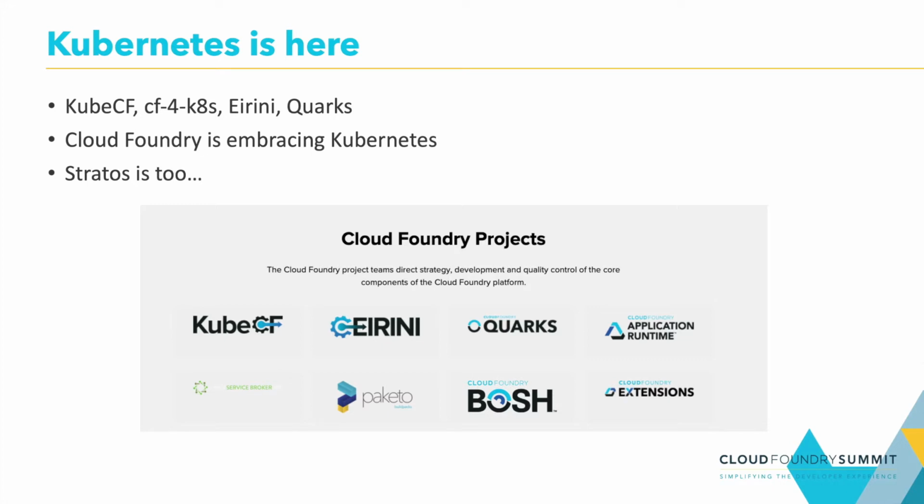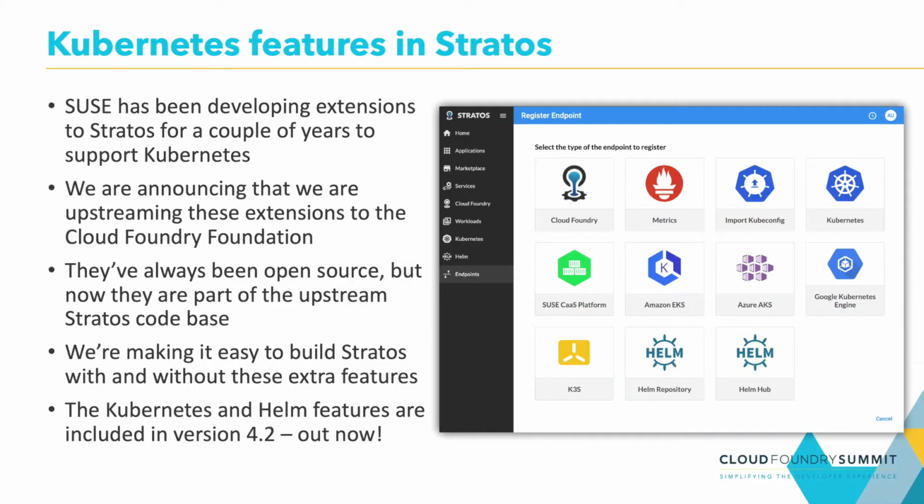You'll be aware of this thing called Kubernetes. Cloud Foundry Foundation and the projects are starting to embrace that. So we see kubecf, we see CF for K8s, Eirini, Quarks, and Stratos 2 is embracing Kubernetes. And in fact, it's done so for over 2 years. At SUSE, we've been building extensions to support Kubernetes and Helm. And what we're announcing at this summit is that we are upstreaming those extensions to the Cloud Foundry Foundation.